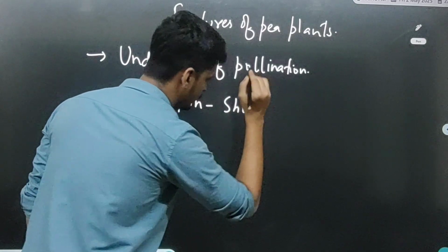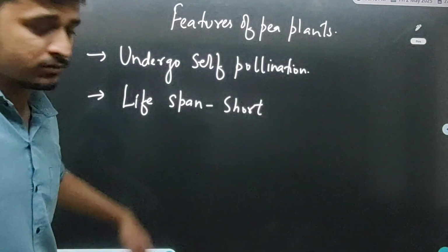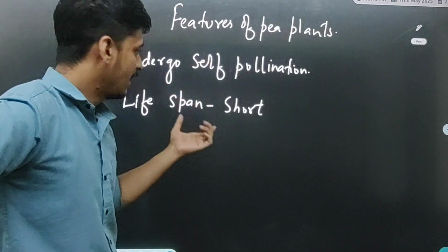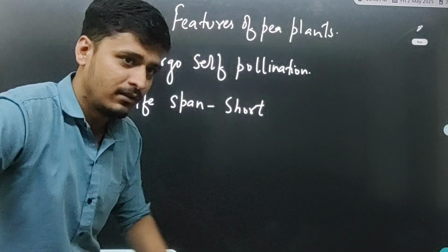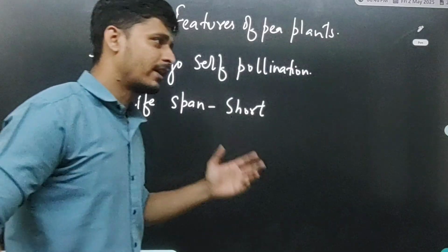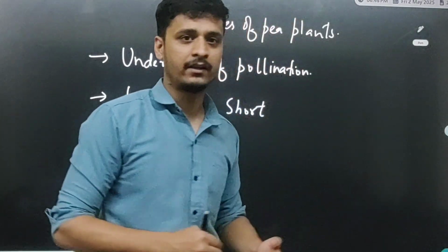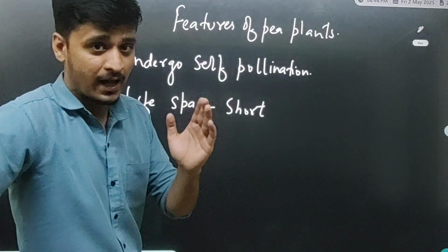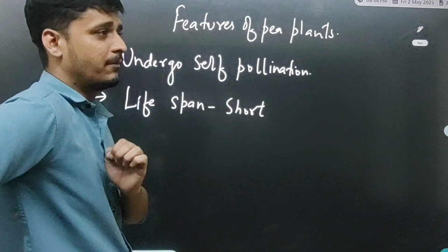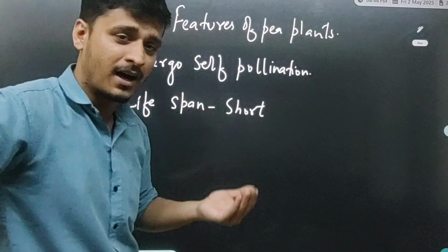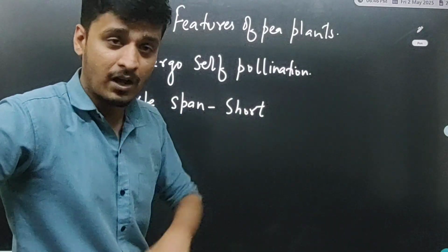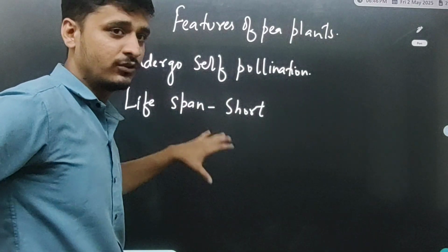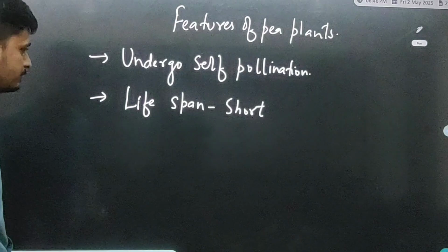What is the use of this short lifespan? So Mendel was able to study different types of characters in a short period of time. Okay, so he studied different characters in a short period of time, right? Characters like stem height, flower color, flower position. You will see different kinds of pea characters which were studied by Mendel.